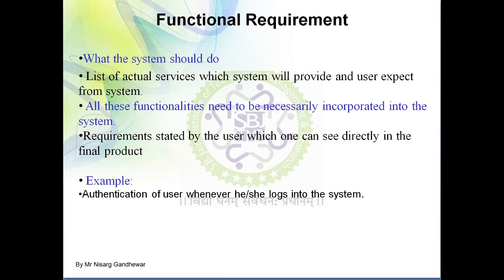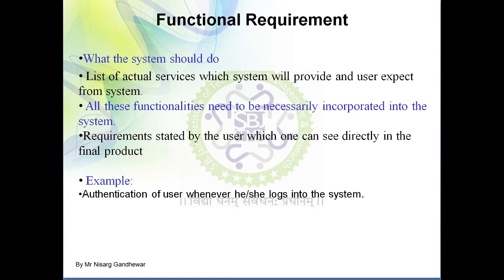A functional requirement tells what the system should do. The basic thing we expect, the basic thing that should be present in a particular software, is treated as a functional requirement. It's actually a list of actual services which the system will provide and the user expects from the system.